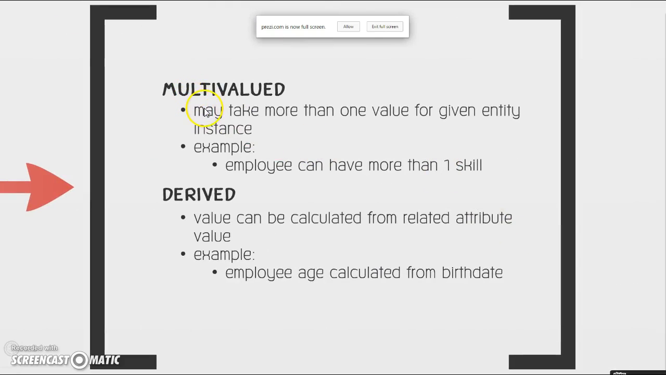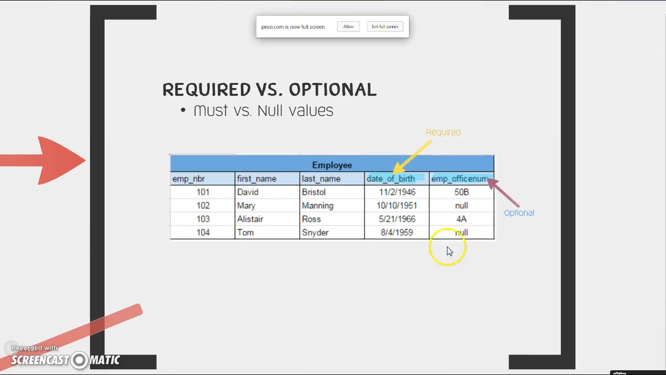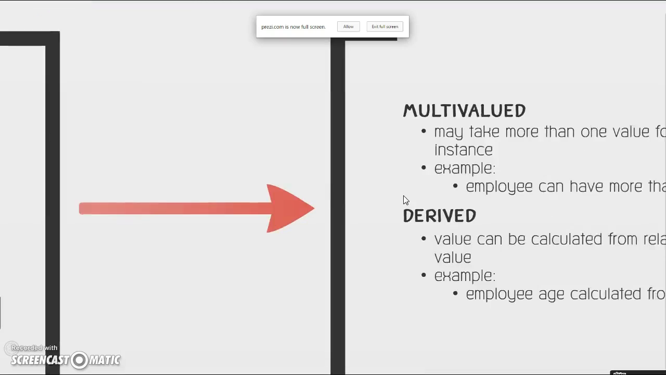Multi-valued. A multi-valued attribute may take more than 1 value for a given entity instance. An example would be that an employee can have more than 1 skill. A derived attribute is that the value is calculated from a related attribute value. So an example of that would be an employee age is calculated through the birthday. And if we go to our table, we can calculate the age from our attribute here. And when we do that, that is called a derived attribute.